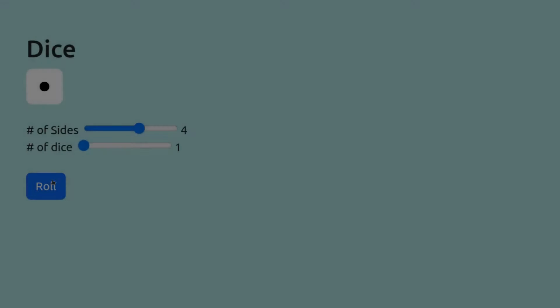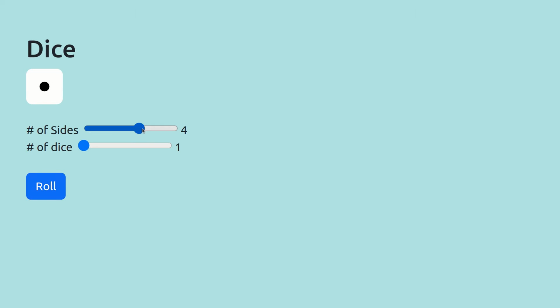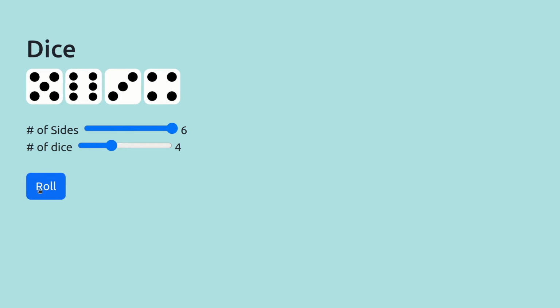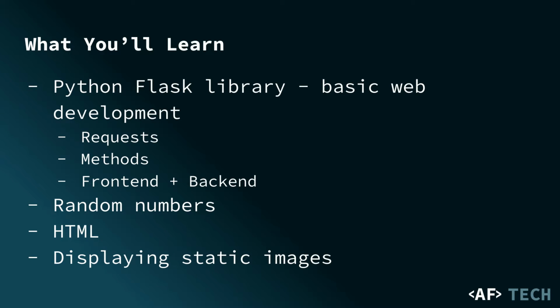Hey everyone, today I'm going to walk you through making a simple dice web application in Python. In this video, you'll learn how to use the Python Flask library, which is for basic web development, which will include things like requests, methods, and how to integrate front end and back end together. You'll also deal with random numbers, HTML, and displaying static images.